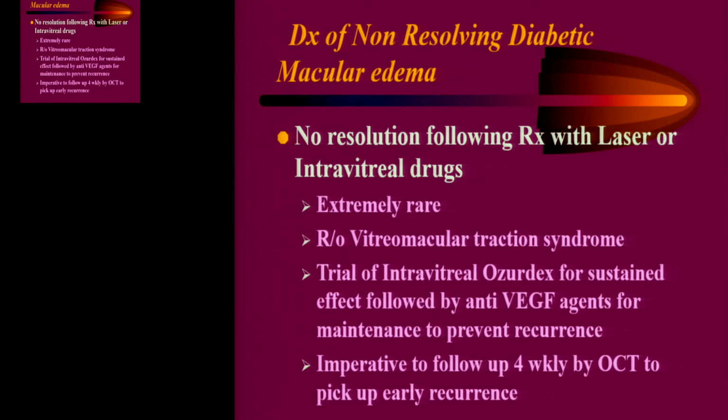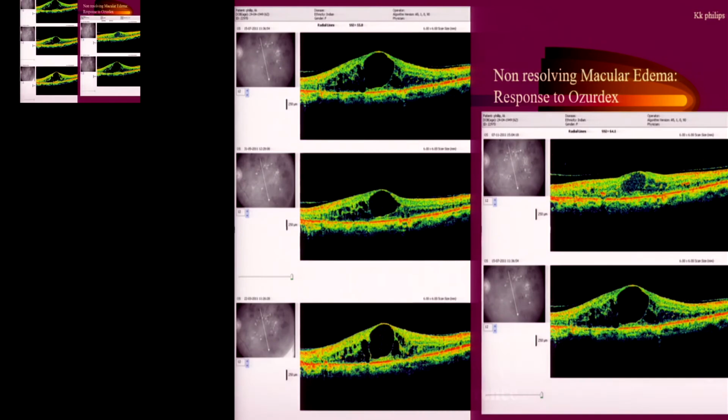But once you've done that, you can give a trial of intravitreal Ozurdex for a sustained effect, followed by use of anti-VEGF agents. I don't like to give Ozurdex more than twice a year as per its initial product prescription, and in the interim period I will use anti-VEGF agents to cover up as required. The most important thing when you're giving these treatments is a 4-weekly follow-up by OCT to pick up an early recurrence. And just to show you that, now you see a patient here, 1 injection, second, another, nothing was happening, and suddenly with 1 Ozurdex, the edema started resolving. So it works like a cannon where the rifle is not working.